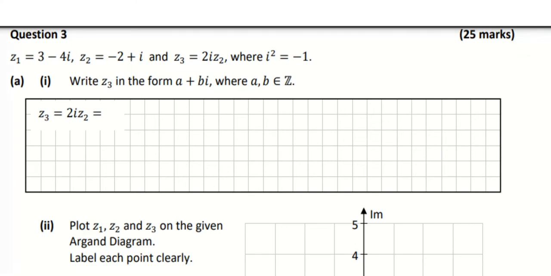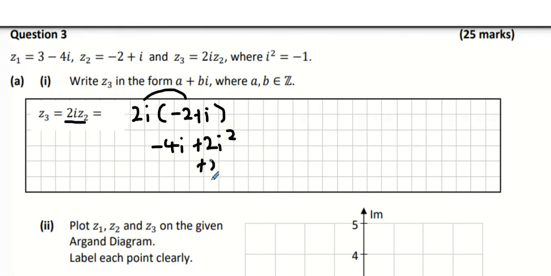Okay, guys, we have the 2020 question 3. Z3 equals 2i multiplied by Z2. We get 2i here, and we get Z2, which is minus 2 plus i. We multiply it in. 2 times 2 is minus 4, so that's minus 4i. 2i by i is 2i squared, and 2i squared is 2 times minus 1.